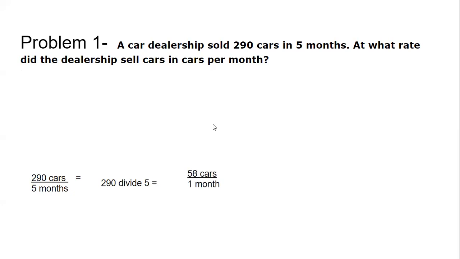Unit rate is used a lot of times to compare. So sometimes you don't know if 290 cars per 5 months is good or bad. So a dealership will break it down per month, and it's 58 cars per month. If that's a good figure for them, then they say, yeah, that's good. If it's not, then they would say we need to do better. You could even break this down further and say how many cars per week and divide it by 4. But for this one, it's just 1 per month.